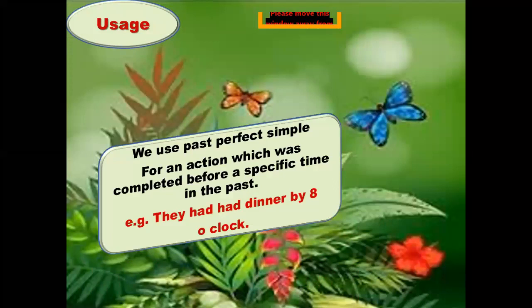We use the past perfect simple for an action which was completed before a specific time in the past. Before a specific time or date in the past, we use the past perfect tense to express an action that happened before this specific time. Like this example, they had dinner by 8 o'clock. It means before 8 o'clock, they completed having dinner. So they had their dinner before 8 o'clock.